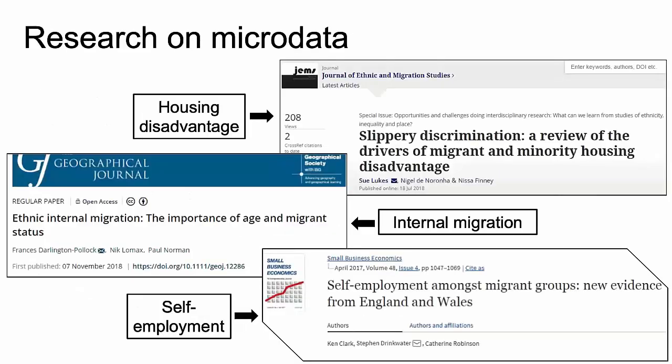And this is just some examples though. Lots of research does get published using census microdata. So here is just a selection of publications on different topics, such as housing disadvantage with the census microdata.